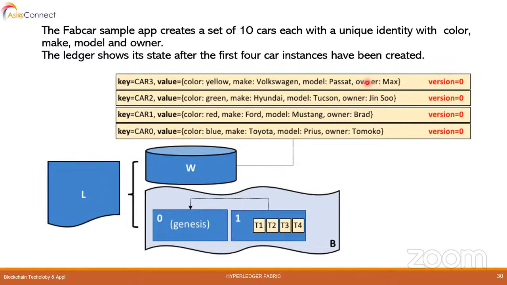Tomorrow, if the owner changes, the world state will change. If the owner and the car color change, the world state will change. But everything will be accordingly recorded here.